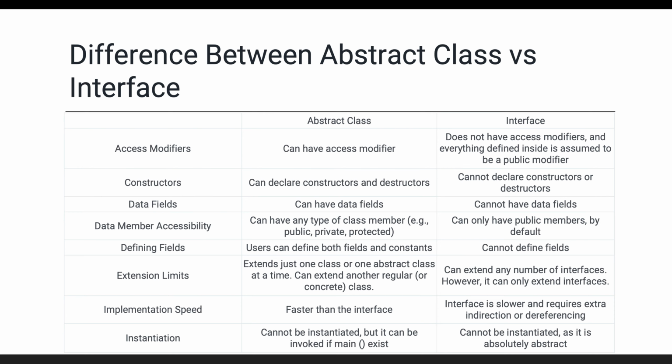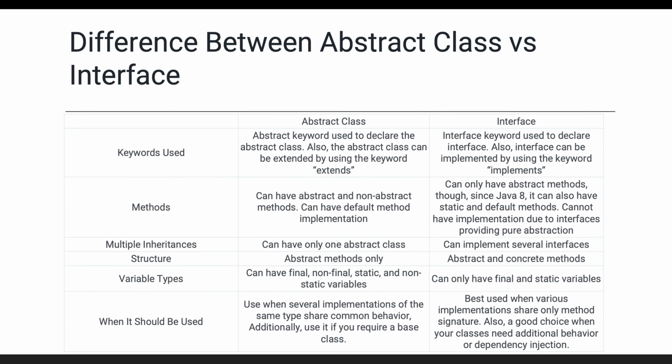Next difference is instantiation. Abstract class we cannot instantiate, but it can be invoked if a main method is available. In case of interface, it cannot be instantiated as it is absolutely abstract. There is no meaning of creating the instance of the interface and using that. But in case of abstract class, if it has a main method, we can create the object of the abstract class inside the main method and use it. Otherwise, it is the responsibility of the subclass to create the object of the subclass and use the methods available inside the abstract class.